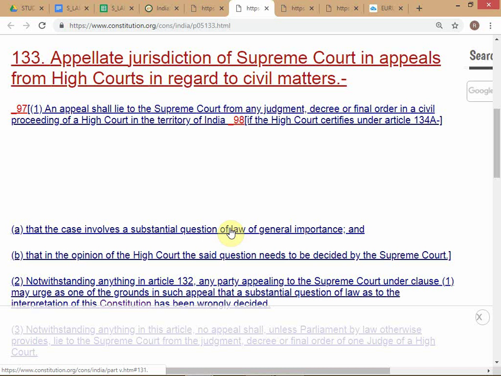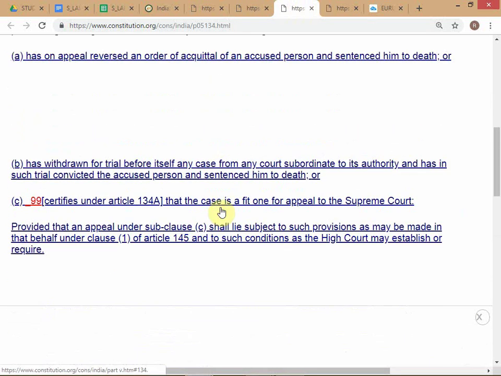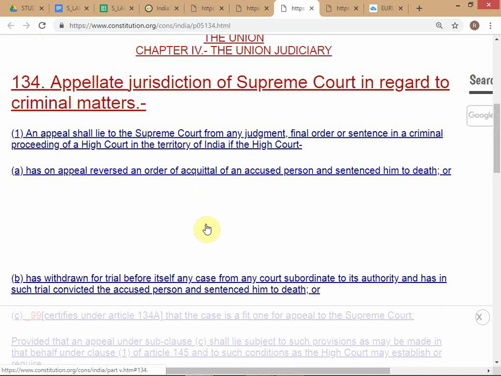So when you see 134A, you will see again it makes reference to 132, 133 and 134. So 132 is for constitutional questions, 133 is for general questions of law in civil cases, okay? And then 134 is for criminal cases, okay? Because if you leave out 132, which deals with constitutional questions, then 132 is dealing with civil matters of general importance, general questions of law.